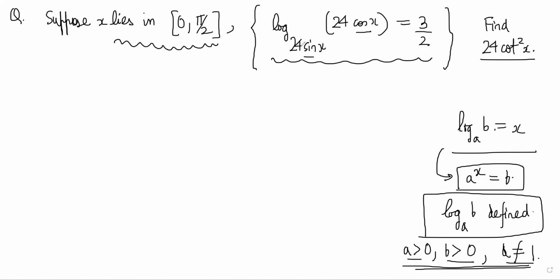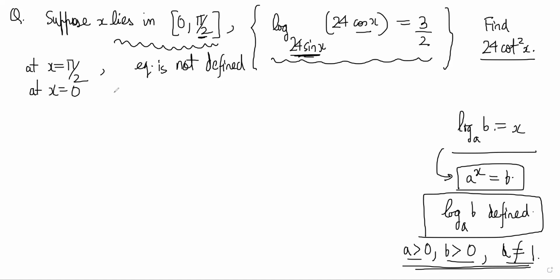But if you think at pi by 2, this term is not defined, right? At x equal to pi by 2, cos x is 0, so this is not defined. The equation is not defined, right? Similarly, at 0 also, this is becoming 0, right? Yeah. The base is becoming 0, so the equation itself is not defined.